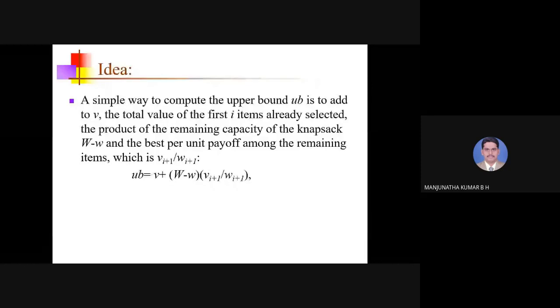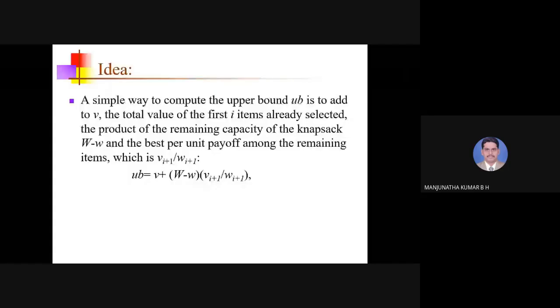Okay. So now, this is the formula to calculate the upper bound value. Let me explain this formula in detail. U, the upper bound value, is equal to V plus small v. Small v means the value which is gained till now, the value gained in the previous steps. The value means profit gained till now, plus big W minus small w.